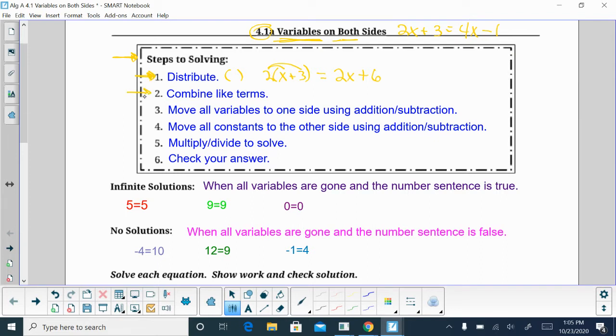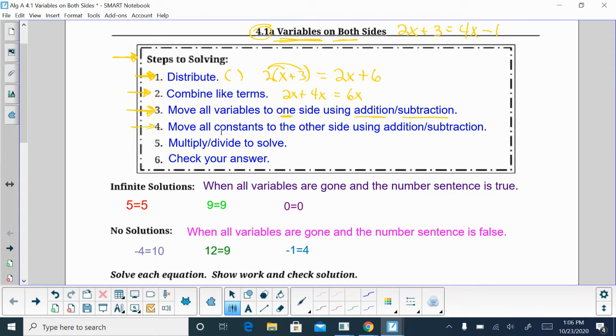And then we combine like terms. So if we wind up on the left side having 2x plus 4x, we need to combine those like terms, go from 2 terms down to 6x. So combine like terms. Then we want to move all our variables to one side of the equal sign using addition and subtraction.